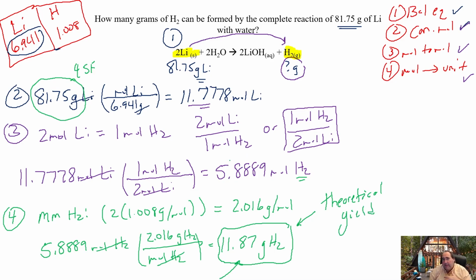And what this really says in this reaction, or this sort of problem, is if you threw 81.75 grams of lithium into this reaction, and everything went perfectly, with no side reactions, and you weren't a klutz and didn't drop things on the floor, you, in theory, which is why it's called a theoretical yield, should yield 11.87 grams of hydrogen gas. So that's what that number really means.